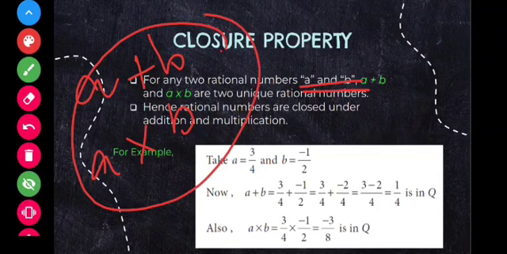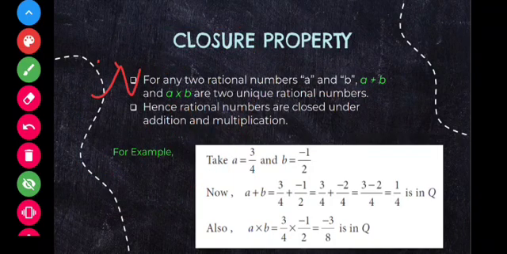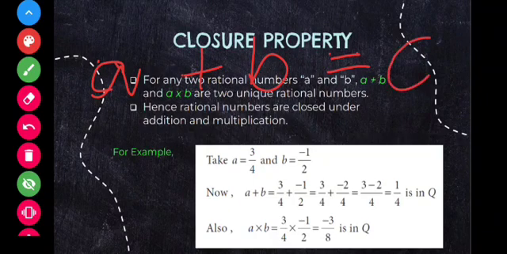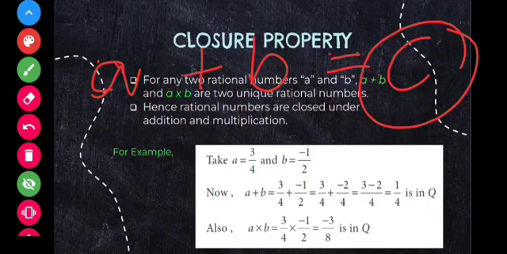I'll explain to you in a simpler way. You have two rational numbers. Let's say you have a rational number a and you have a rational number b. What you're going to do is add these two rational numbers. Let's say your answer for this will be c. This c will also be a rational number. That is what closure property means.